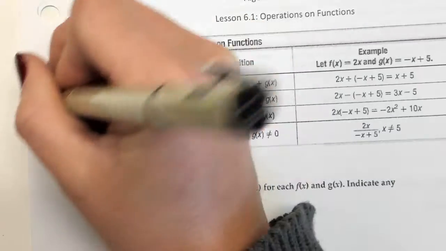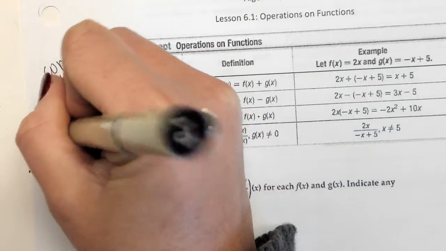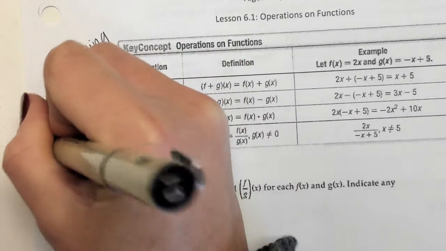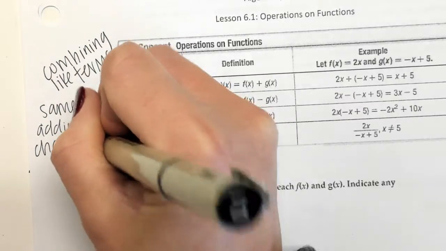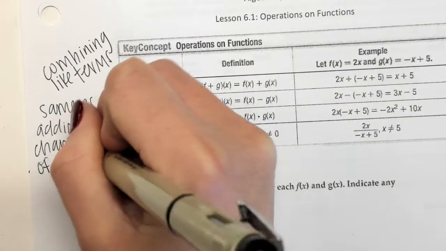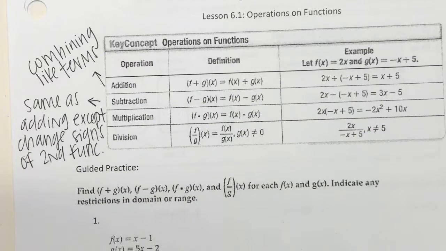So I'm going to write out to the side. Same as adding, except change signs of second function. So you're just combining like terms, but change all the signs of the second function before you combine them.